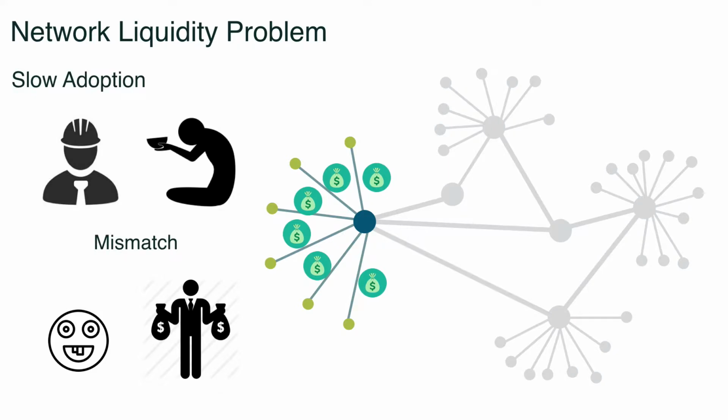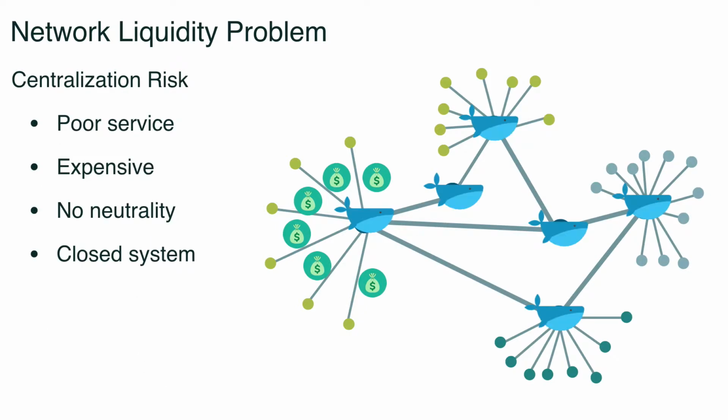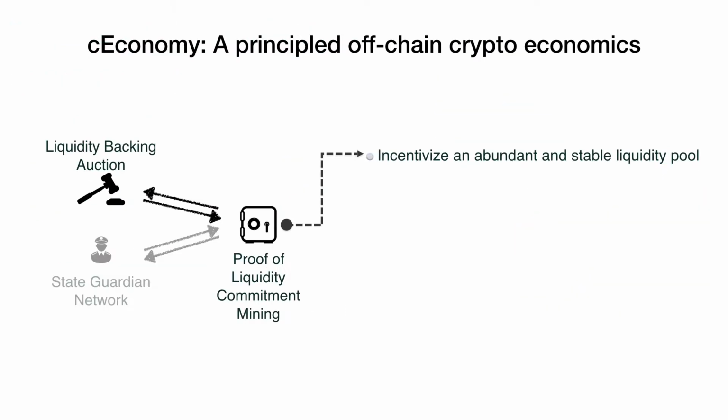The mismatch will cause slow adoption for this kind of off-chain world, and eventually cause centralization, where basically only very rich exchanges with strong liquidity and also technical capability can run this. We all know how bad internet service is here. It's poor service, expensive service, no neutrality, and it's a closed system. All these things will start to come up again. It's a very long-term vision, but it will happen if we don't do something about it.